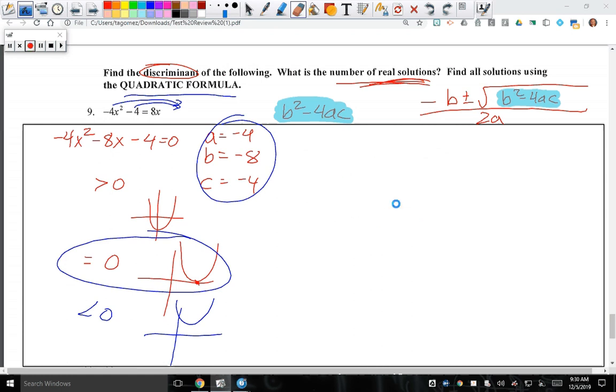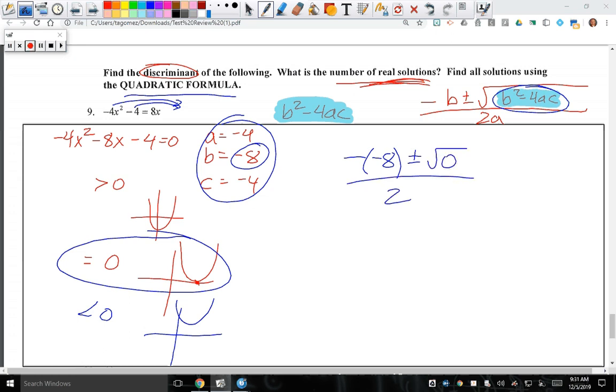Well, the good thing is that when I do the discriminant test, I already have this piece. What is it? 0. We just figured all that out. So negative b plus or minus the square root of 0, over 2 times a. Square root of 0 is still 0, so we don't even need that. So it's like 8 plus or minus 0 over -8. Again, we don't need the 0.